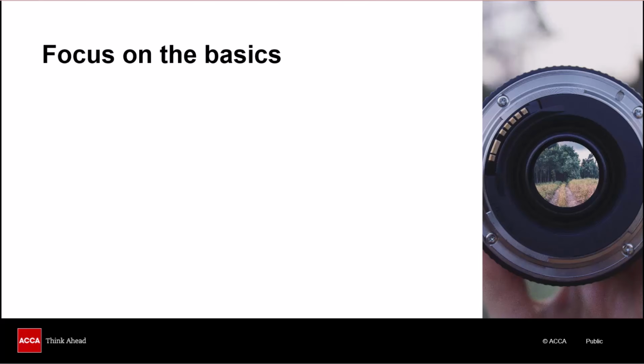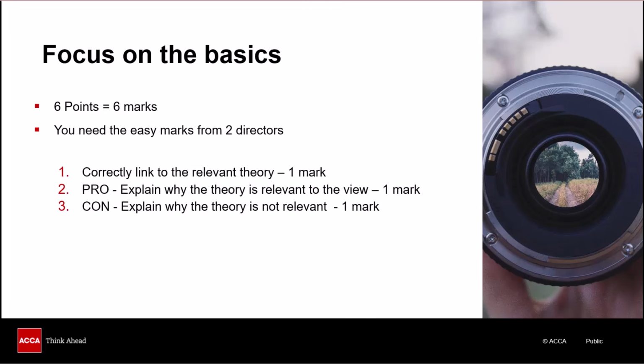Here we have to focus on the basics. 6 points, 6 marks. You need the easy marks from the 2 directors if you're running out of time. So firstly, correctly linked to the relevant theory would be 1 mark. Because it says critically discuss, you'll need a pro and a con. And so number 2, explain why the theory is relevant to the view would be 1 mark. And then the con, explain why the theory is not relevant, would also be 1 mark.